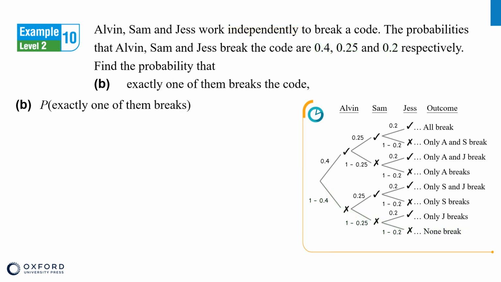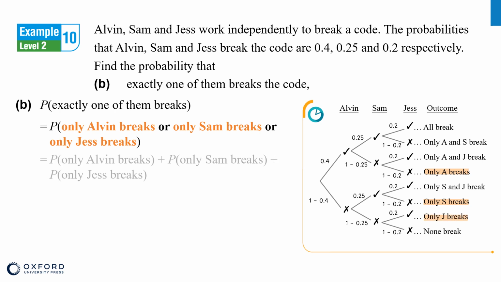Part B. What is the probability that exactly one of them breaks the code? That means we are looking at these 3 outcomes. The probability that only Alvin breaks the code, or only Sam breaks the code, or only Jess breaks the code. The sum of these 3 probabilities will give the answer.